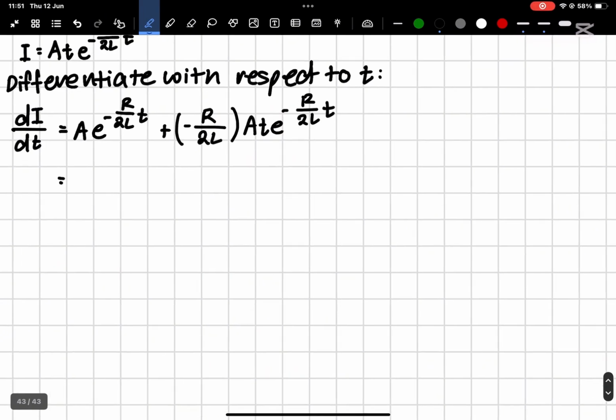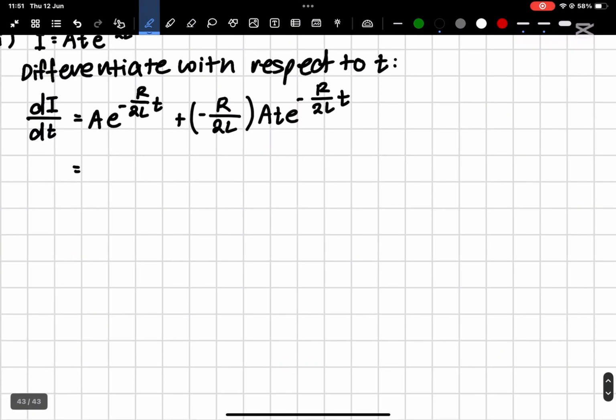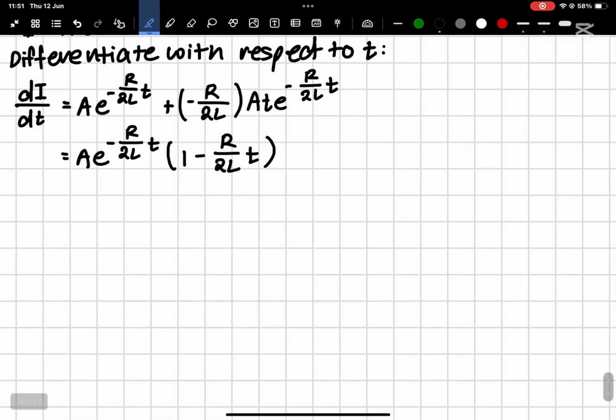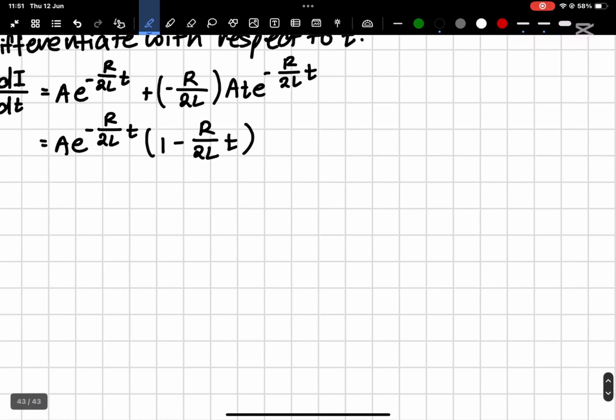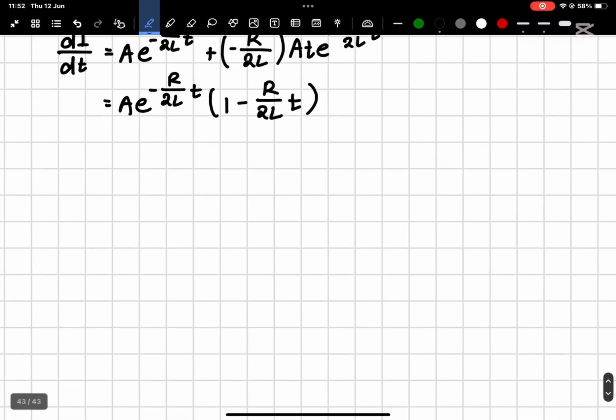You can further simplify actually. You find that A e to the power of whatever this is is common between these two terms, so you can factorize that out pretty easily. So that's going to just be 1 minus R over 2L t. Okay, you got that now. Okay, yeah, that's all you gotta do, I think.